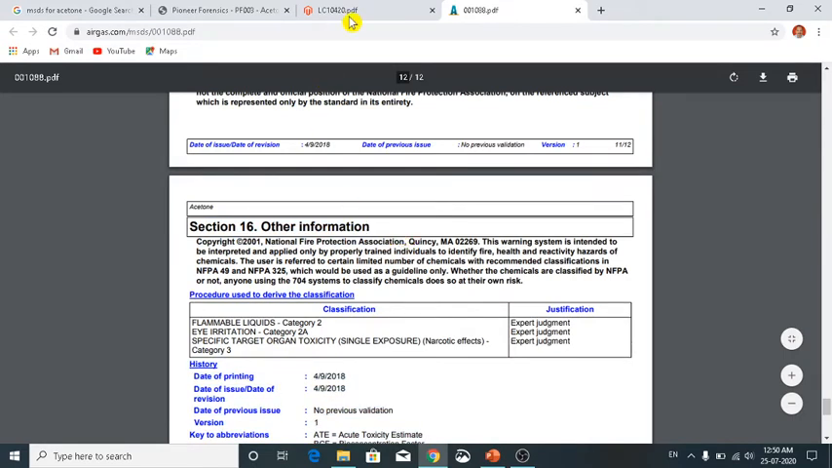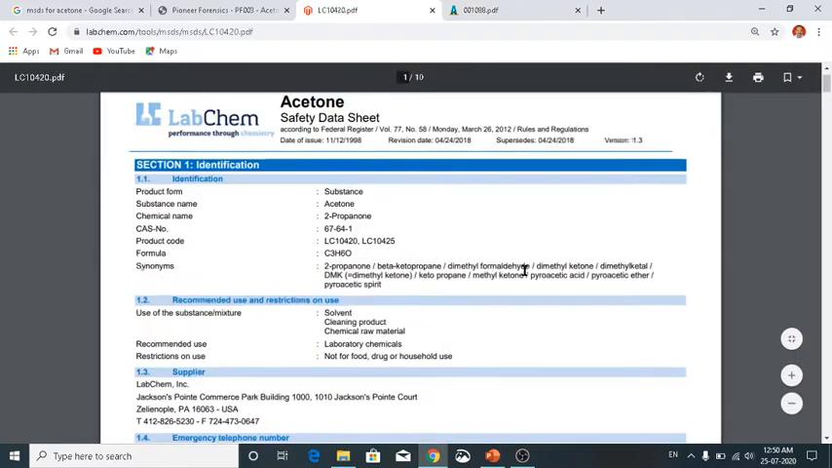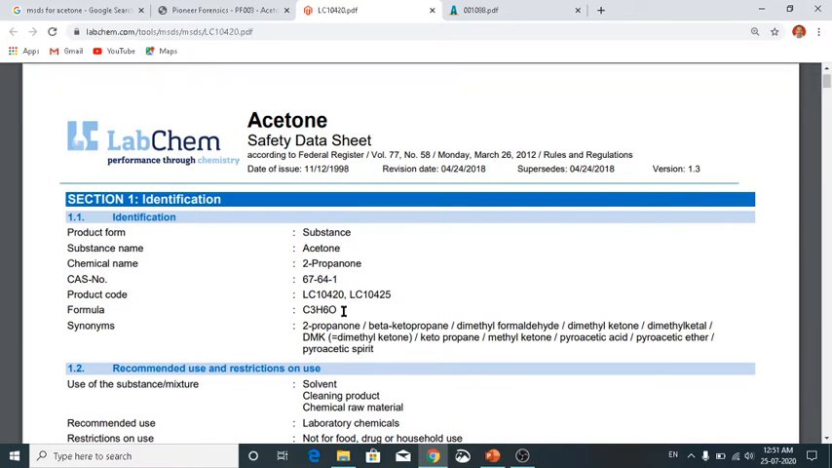So let's discuss one MSDS. This is the safety data sheet for acetone. So first is the identification. Product name is acetone, its IUPAC name is 2-propanone, molecular formula is given here also, synonyms and other names are also here.